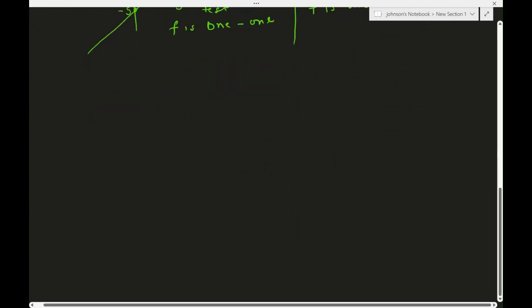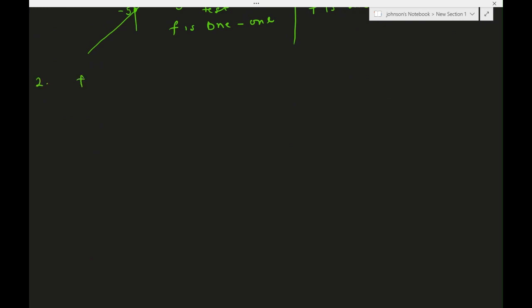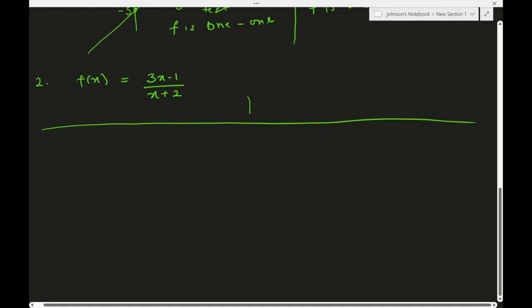Number 2. Now for number 2, we have this function, which is a rational function. f of x is 3x minus 1 over x plus 2. Now here, still using two methods. Let's go. The graphical method here means we need to graph this function.